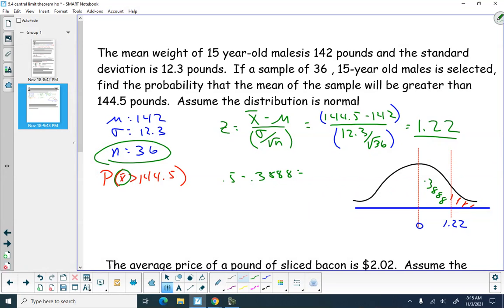What will it come down to, Ethan? So we have an 11.12% chance that we have a mean weight greater than 144.5 pounds. Once again, predicting probabilities.